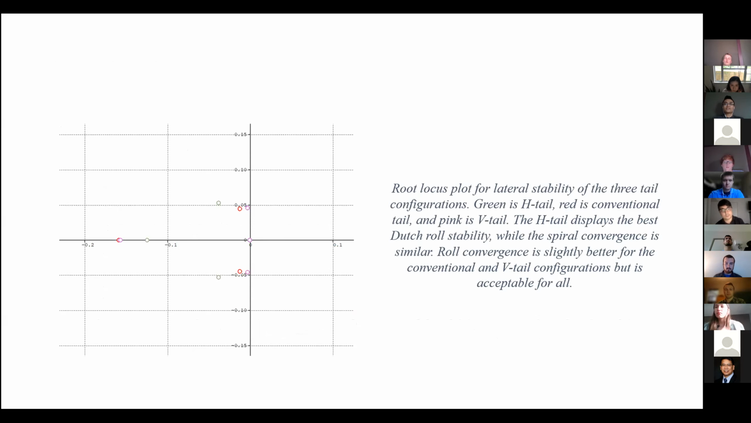After sizing all three tails, they were compared for dynamic lateral stability in XFLR5. A root locus plot was generated with green representing the H tail, red representing the conventional tail, and pink representing the V tail. As you can see in the plot, the H tail displays the best Dutch roll stability with similar spiral convergence to the other tails. Because of that advantage in Dutch roll stability, the H tail was ultimately selected for our aircraft.